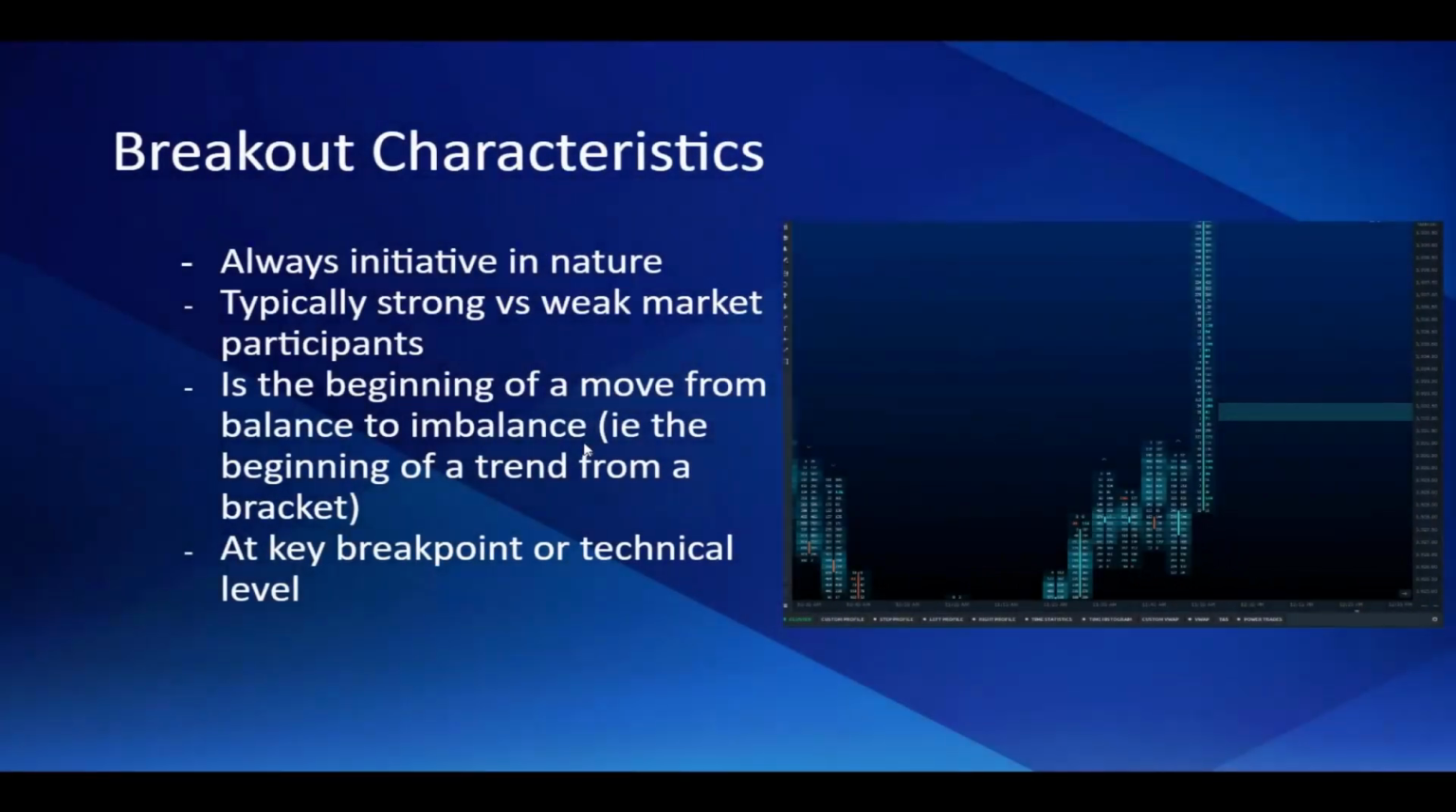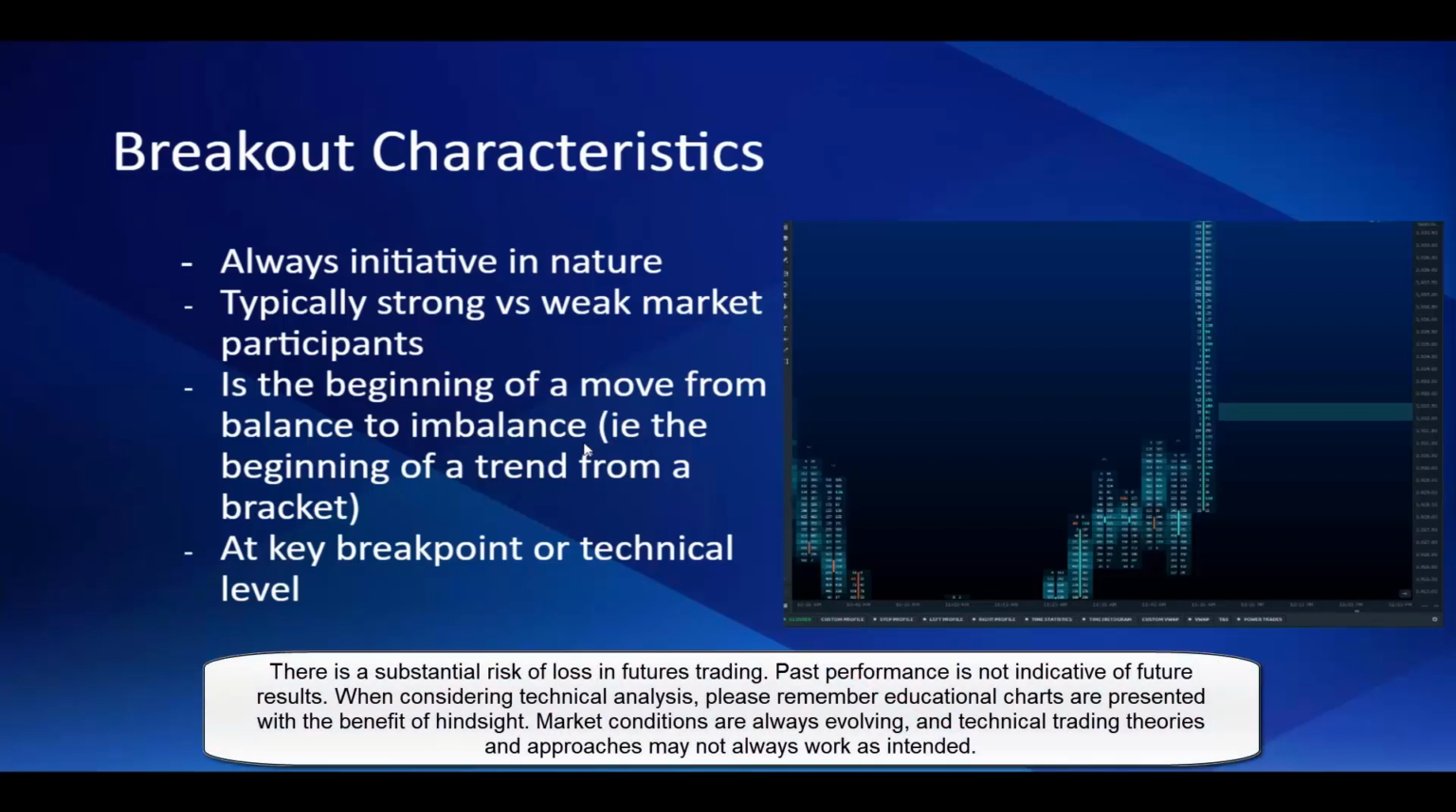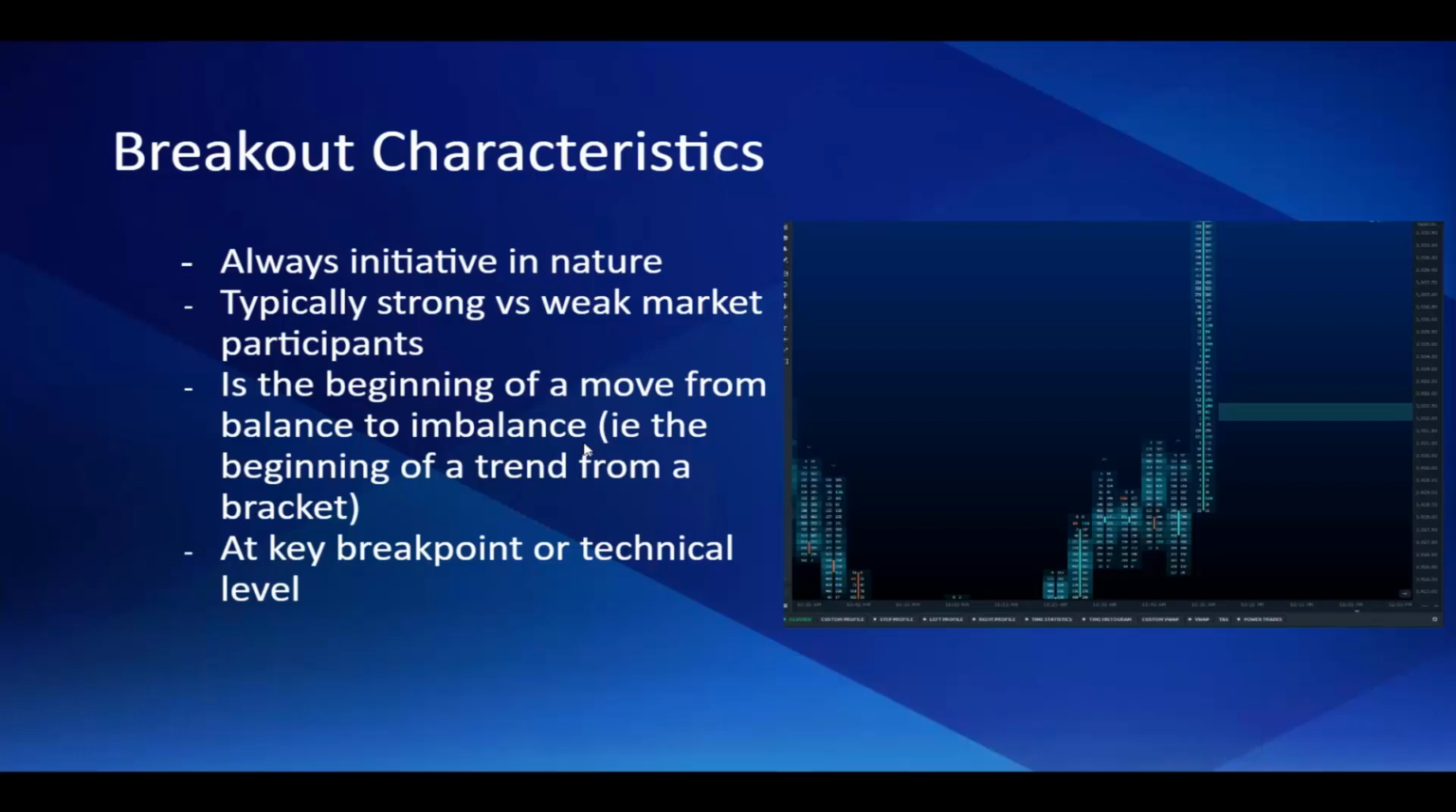So that sort of concludes the more theoretical aspect of this video. I'm going to be moving into some of the characteristics, and then we'll go over some real world examples from the ES. So the first characteristic is it's always initiative in nature. You need to understand that. It's always pushing price out of balance. It's not responsive. They're not responding to lower prices or higher prices. It's buyers stepping in at higher prices. So it's initiative. It's typically strong versus weak market participants. It's typically at the beginning of a move, and it's always at a key breakpoint or technical level.